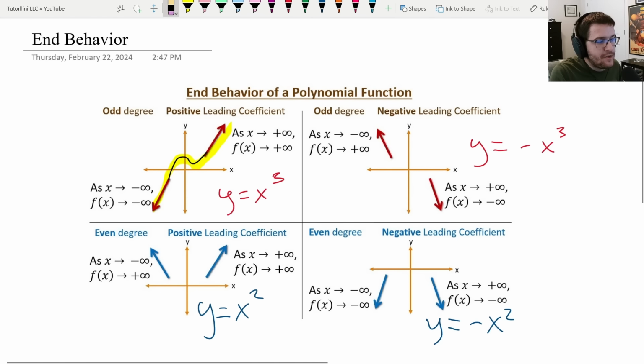Anyway, you definitely want to be able to quickly recognize, just by looking at the ends, which way it is pointing. That will tell you the degree, if it's x squared, x cubed, x to the fourth, and it will tell you if it's a positive lead coefficient or a negative lead coefficient. Let's go back to the worksheet.